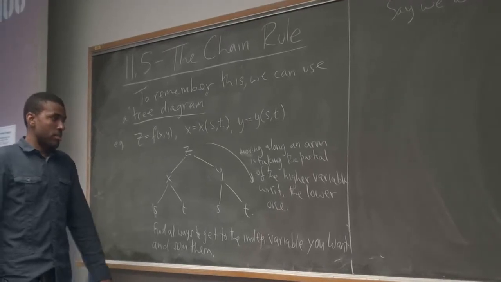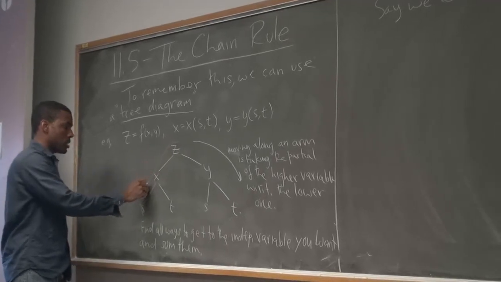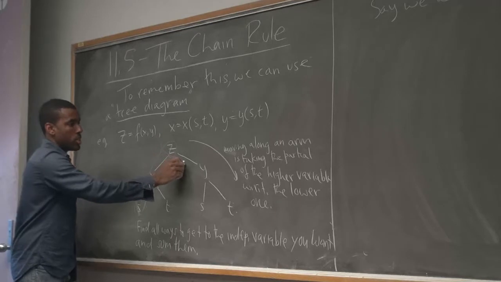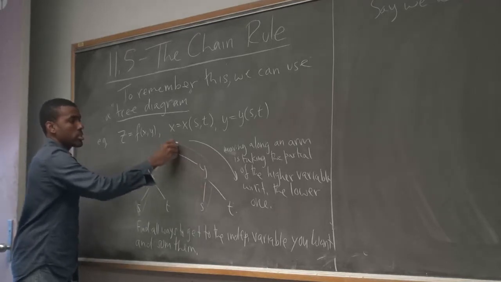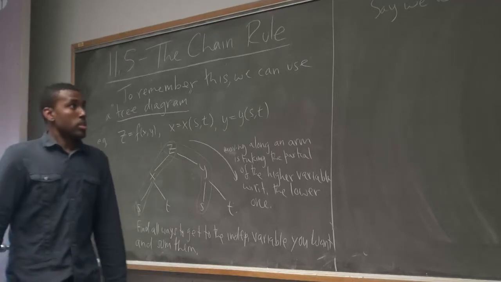How many paths do you have to get to s? There are only two paths. You'd have to go here, go to the x, then go to the s. Right? Then you can go here, go to the y, then go to the s. Every time you move along an arm, you're taking a partial derivative. Right?